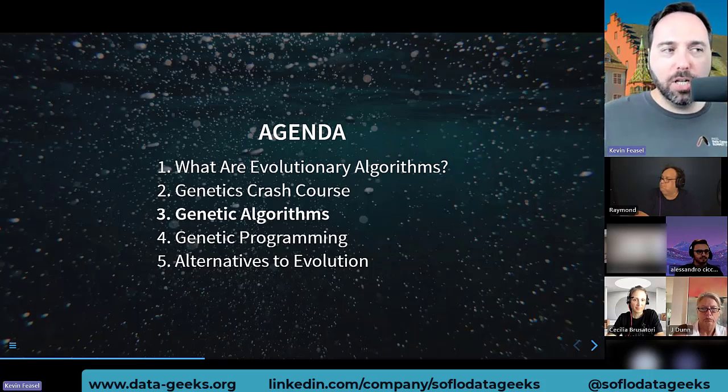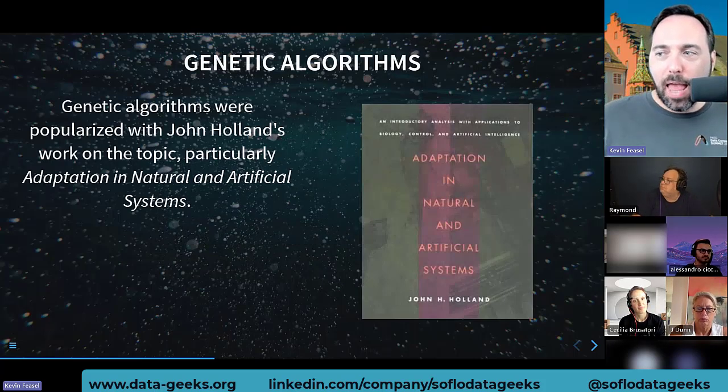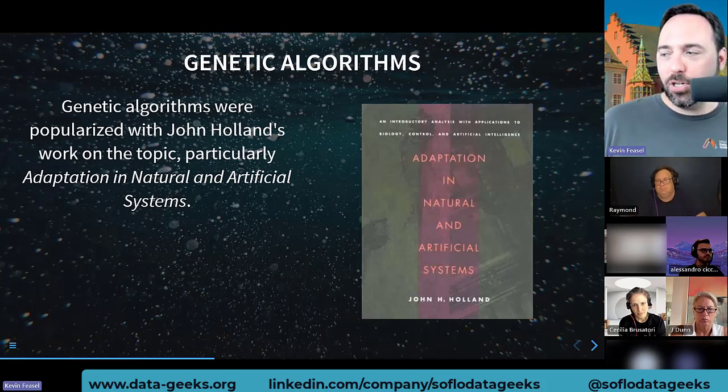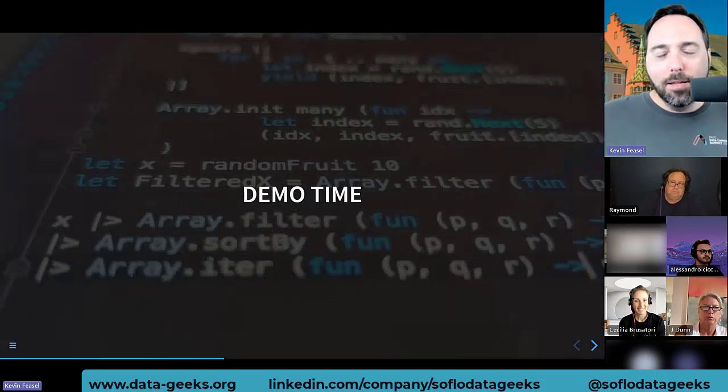So I want to talk about genetic algorithms first. This was the progenitor, I would argue, of this field. It was a fantastic algorithm, popularized by John Holland's book entitled Adaptation in Natural and Artificial Systems. A really good book. I wish I had a physical copy here that I could hold up. And now I wish I had my prop for later on, but that's okay.